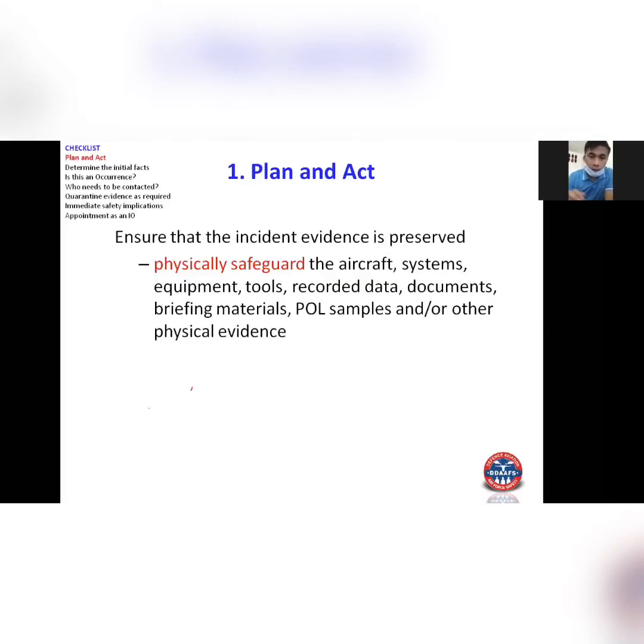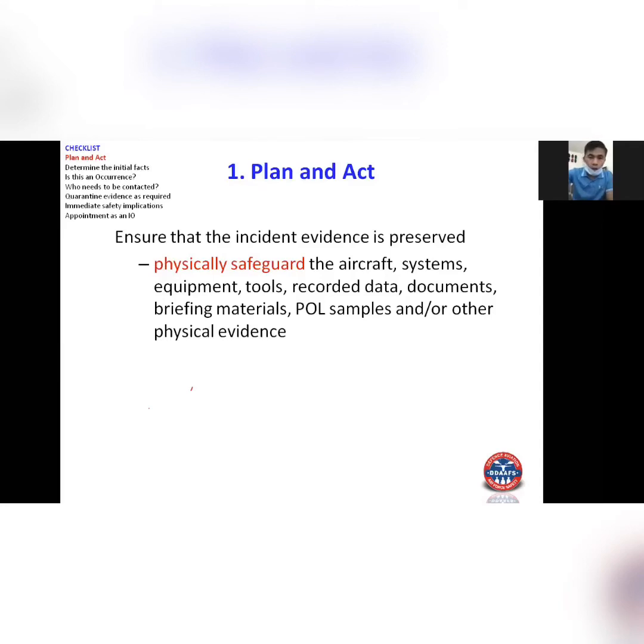So, plan and act. So, ensure that the incident evidence is preserved. Physically safeguard the aircraft systems, equipment, tools, recorded data, documents, briefing materials, pull samples, and other physical evidence. So, yung sample natin dito is aircraft related. So, just for example, engine fire on the ground. Pero, ano lang siya, system fire, hindi talaga na burn yung aircraft, or kaya kahit na burn yung aircraft. So, the unit needs to quarantine evidence and isolate the equipment.